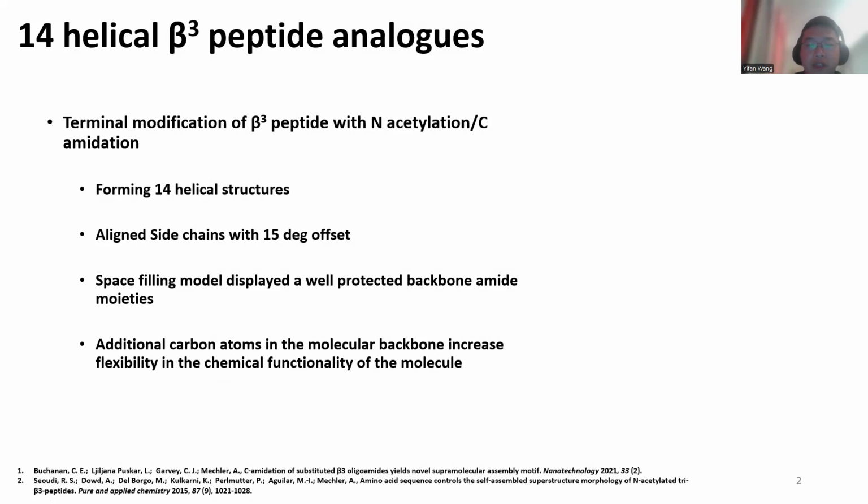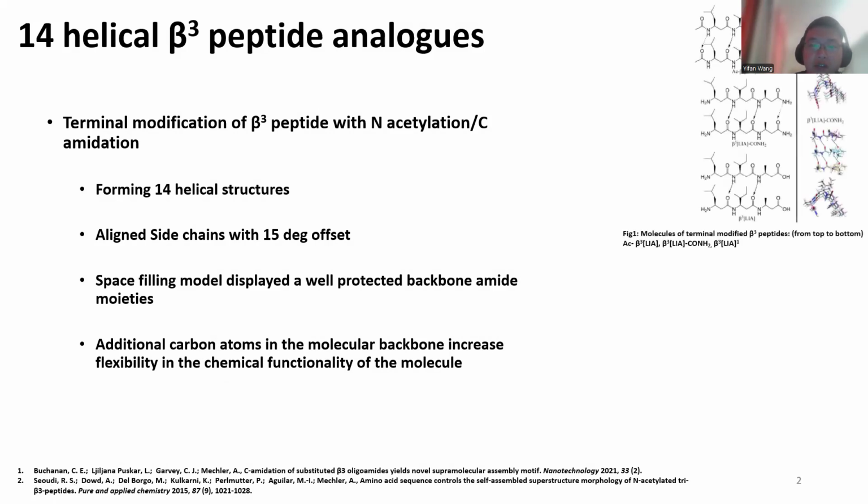These peptide analogs are derived from standard beta-3 peptides with either N-terminal acetylation or C-terminal imidation. These modifications do not affect the overall helical conformation. The analogs maintain a stable 14 helix with a 15-degree sidechain offset. The additional carbon in the beta-3 backbone allows great chemical functionalization.